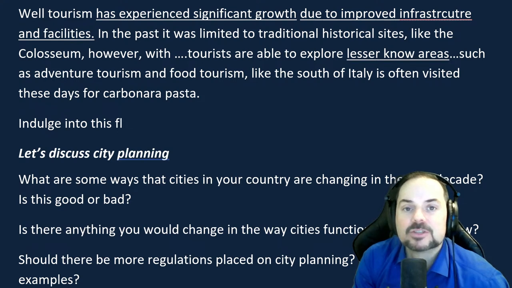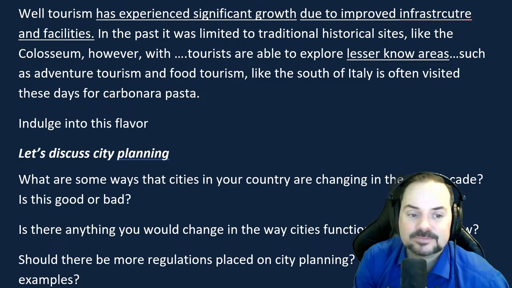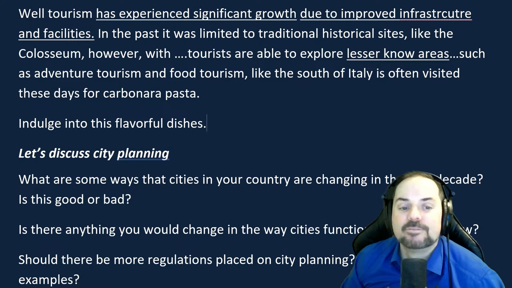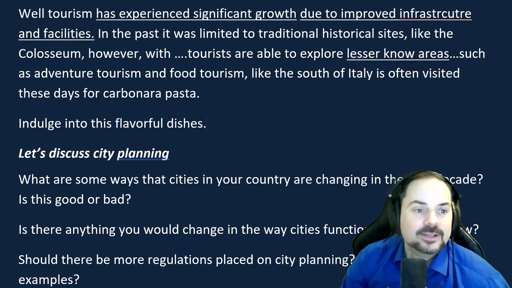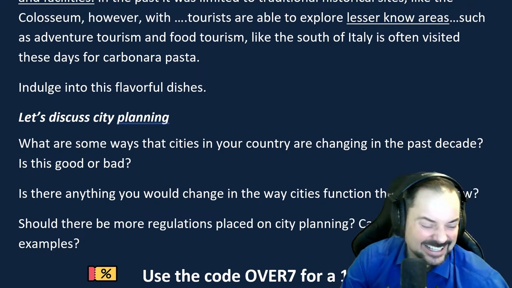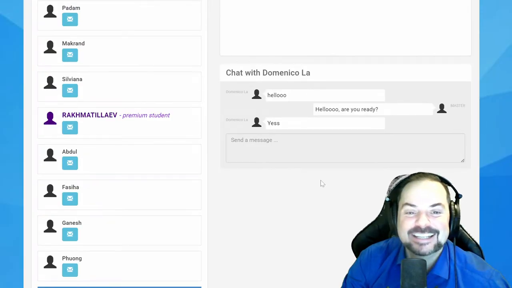Yeah, repeat after me. And students, when we're doing repetition work, it's for everybody. And we're always showing kind of band 9 level English here. So indulge into this flavorful dish. I had the opportunity to indulge myself into this flavorful dish when I went to Rome in 2000. So, you know. Perfect, Domenico. I indulged myself in the delicious spread of food that I found in Rome.